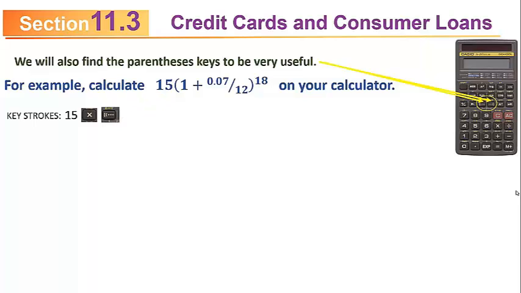Then you enter a 1, then you enter a plus, then you enter 0.07. The slash is a division, so you press the division symbol. Then you enter 12. Then you enter the right paren. Now the 18 is up in the exponent, so you have to do something in your calculator to tell it that you're about to enter an exponent, and you do that by pressing what I'm calling the power key. The power key is the X to the Y button, and it's right next to the right paren. So you have to press that key and then type in the exponent.